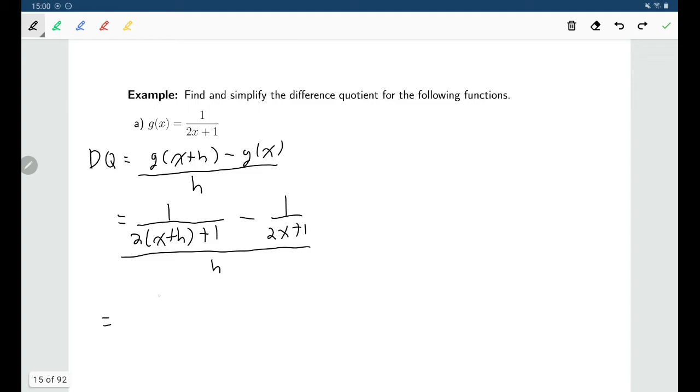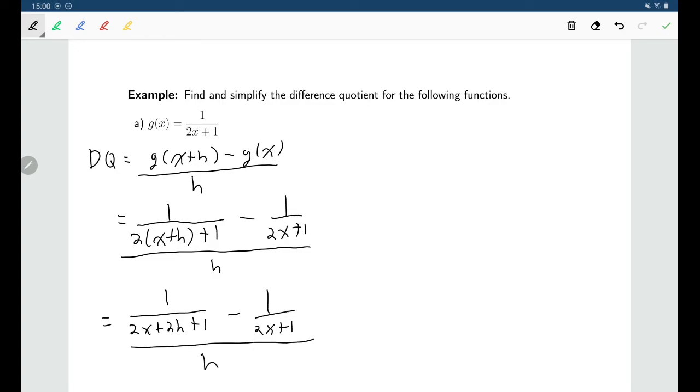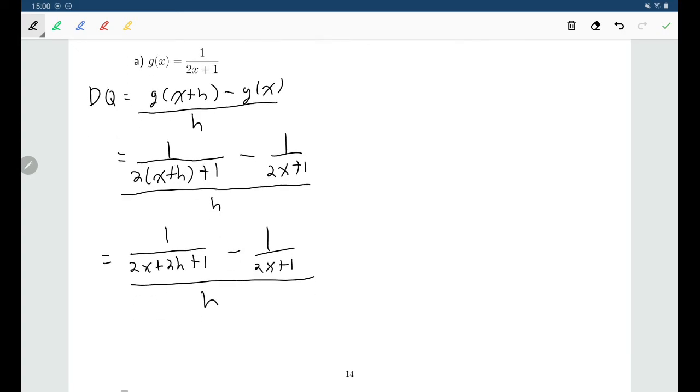And if I simplify that a little further, here I've got 1 over 2x plus 2h plus 1, and 1 over 2x plus 1. All right, so far so good. Now, the goal here, of course, is to get it to the point where this h, the one that we originally had in the denominator, can be canceled.